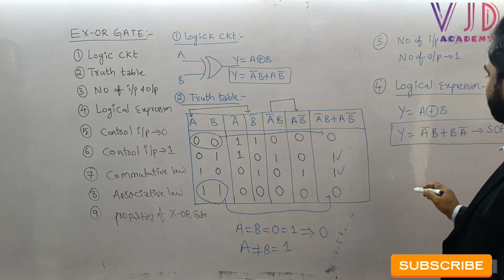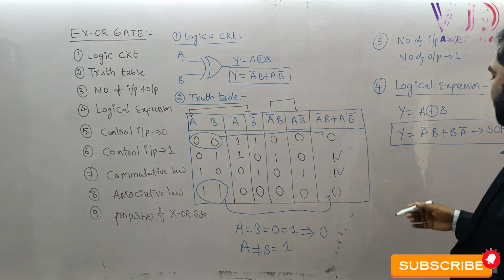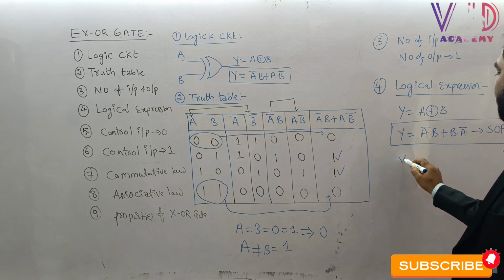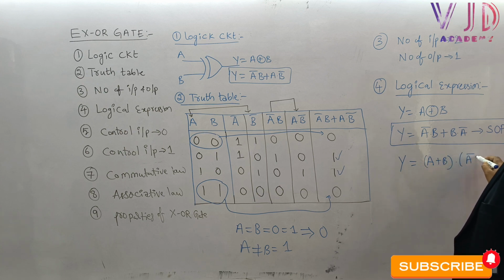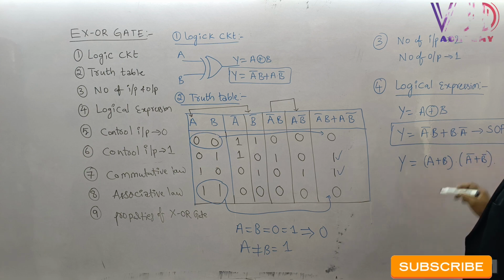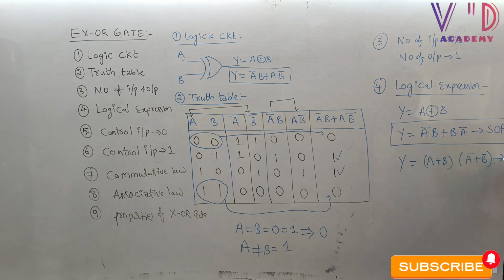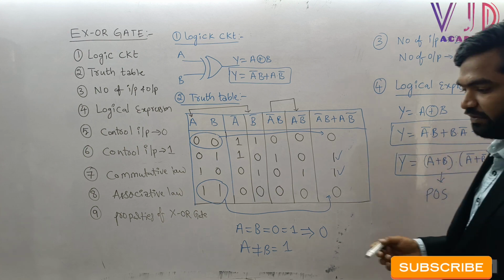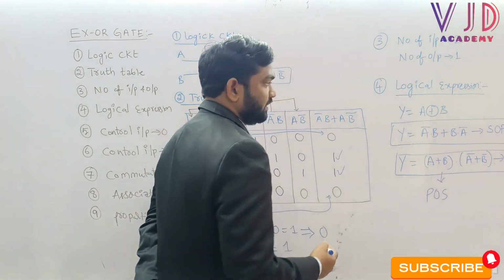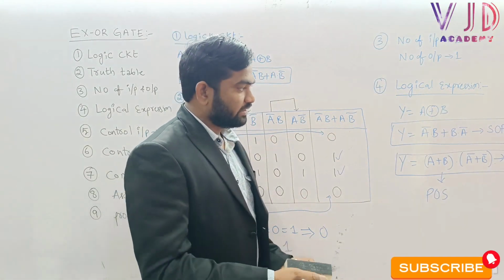And now if somebody asks me in competitive exams also, sometimes the question is asked like this: Y equal to A plus B into A bar plus B bar. So this is the POS form, product of sum. Let me explain what is SOP, sum of products, and what is POS, product of sum, we are going to learn in the next classes.